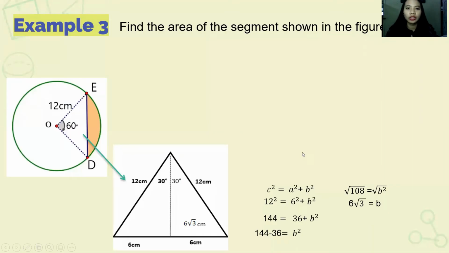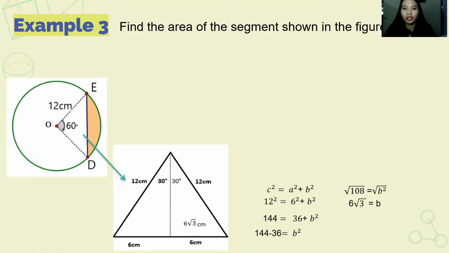Now let us proceed to example 3. Find the area of the segment shown in the figure. This is our figure, and this is our triangle. This one is the sector, and this part is where we will be finding the area.